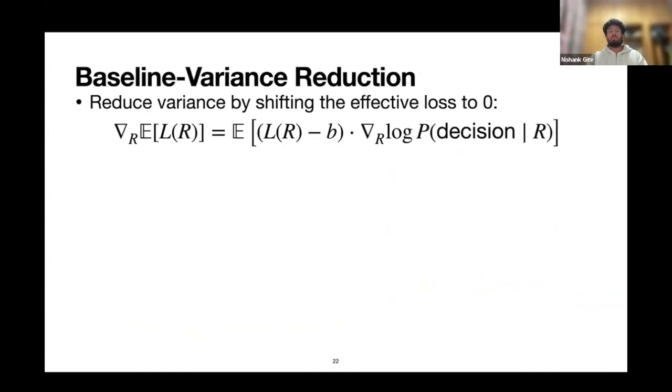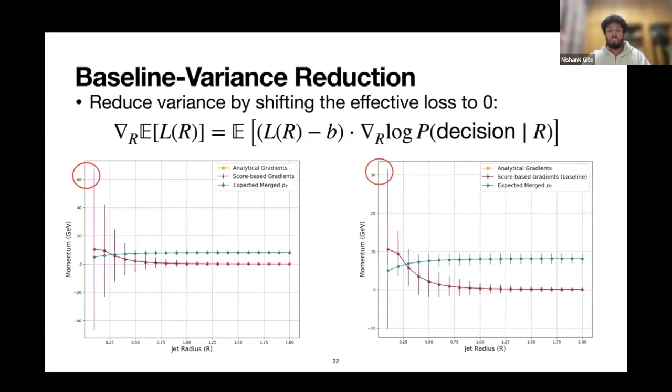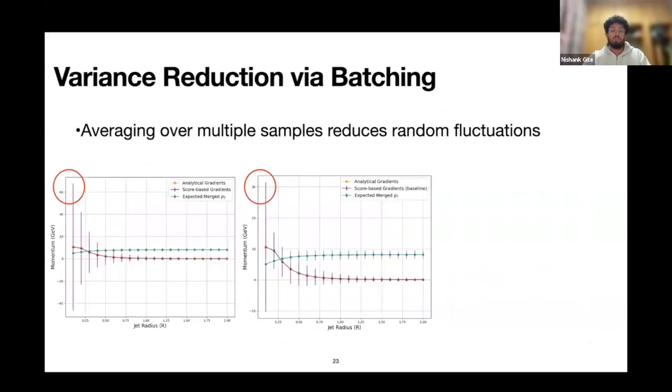So one thing we can do is the baseline variance reduction. By adding this baseline, we can basically shift our loss function, so this L of R was our merge PT. We can shift that closer to 0 by subtracting away the expected merge PT. This won't change our gradient, but what this will change is our variance. So here we can see this reduction in error on our gradient estimator, which is perfect. But this is still relatively high, so let's try reducing this even more.